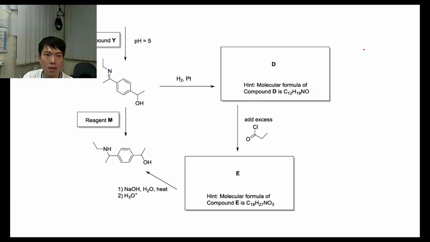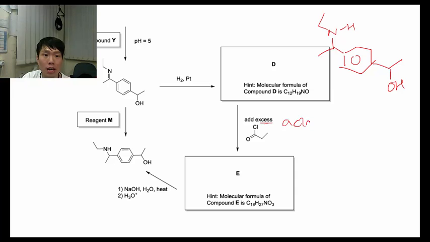So D undergoes excess propanoyl chloride. This is an acid chloride, and I put excess for some reason. There must be a reason in everything we do here, because there could be more than one position in the whole molecule that can react with this acid chloride. And indeed this is true because we have both the hydroxy group, the alcohol, and the amine. So both can undergo condensation with your acid chloride.